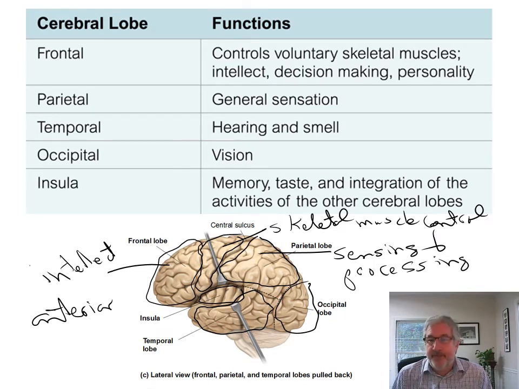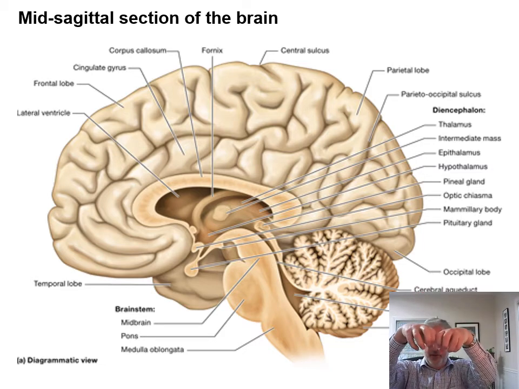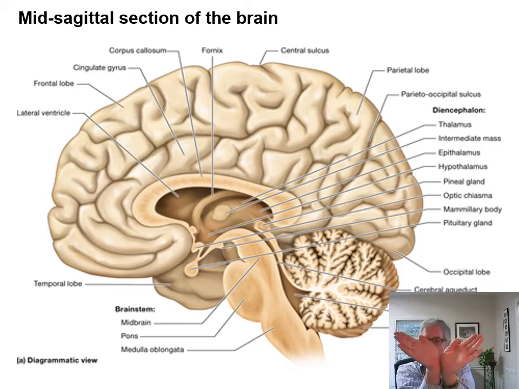Okay, next slide. So we looked at the exterior features of the brain: the frontal, parietal, occipital, and temporal lobes, and the insula, and talked a little bit about what they do. Now let's look at a midsagittal section of the brain. We've cut right down through the middle of the longitudinal fissure. So we have the left and right half of the brain. We cut right down through the middle of it, and then we separated them out. And this is what the inside looks like.